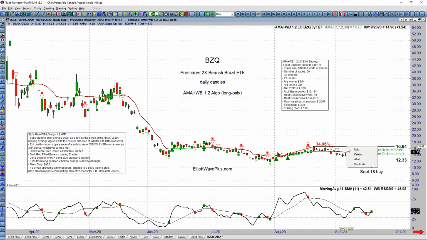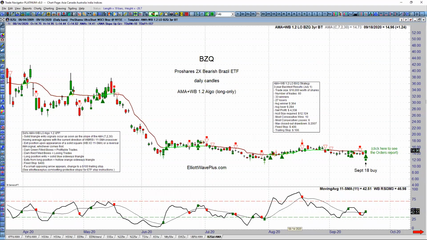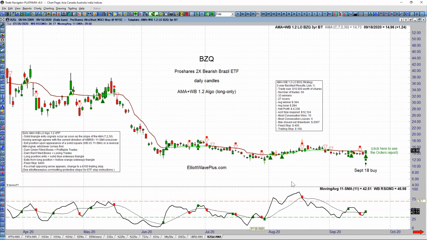Very big move. So even though it doesn't look like much on this screen, some of these moves have strong potential. This is a back-tested item, and it's saying get long BZQ, or in other words, get short to the Brazilian stock market now.